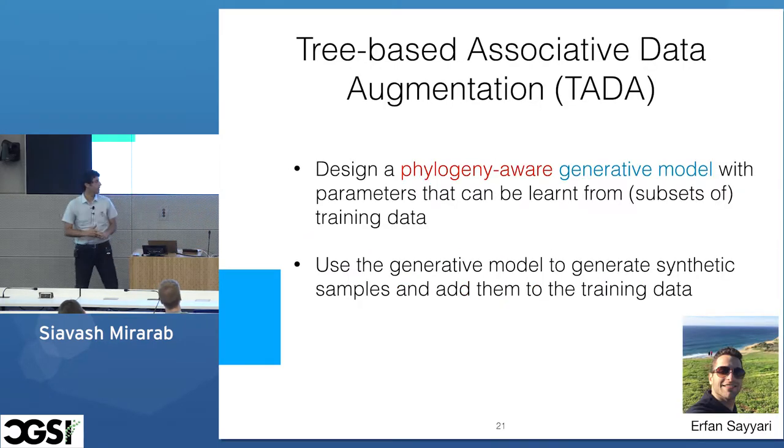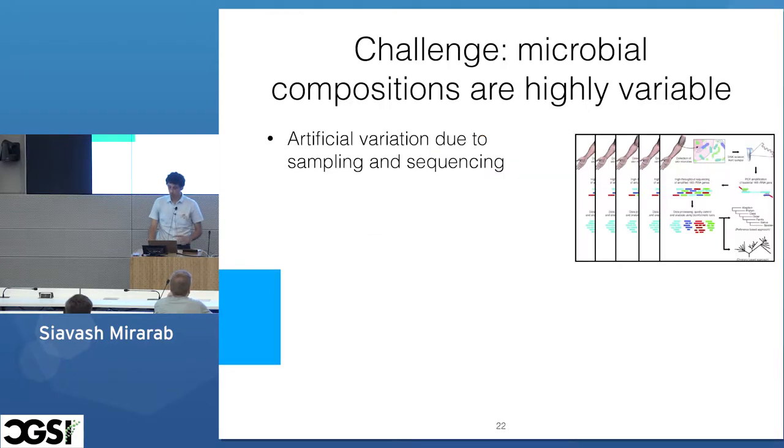So we came up with the algorithm TADA, tree-based associative data augmentation. The way it works is that there is a phylogenetic-aware generative model. You learn the parameters of that model from the samples that you have. Then you use the model to generate new samples. You add those samples to your training set, and you just learn your classifier the way you would always do. Okay, so how does the generative model work?